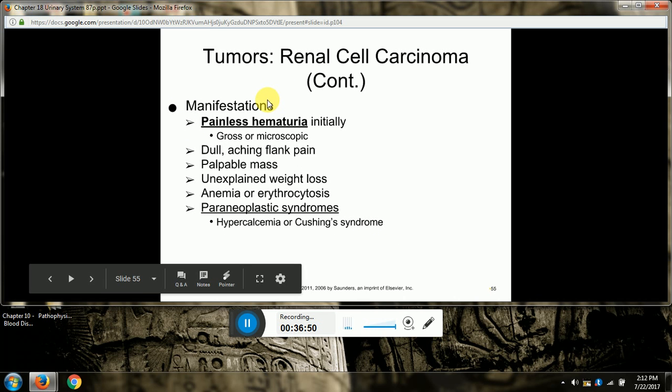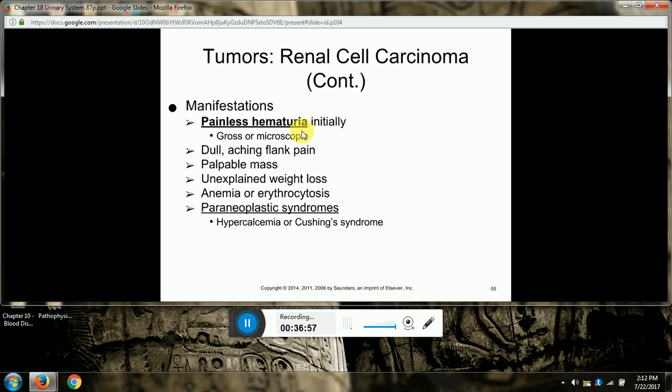Manifestations of renal cell carcinoma: there's painless hematuria, and I have it bold and underlined because painless hematuria means that there's blood in urine without any pain. It is a red flag, and it's considered cancer in the urinary system until proven otherwise. Hematuria can be caused maybe by an infection, by a stone, by an inflammation. All these are painful hematuria. So the patient comes in, they have blood in urine, and there's pain. But painless hematuria is a red flag for cancer, and it's considered cancer within the urinary system until proven otherwise.